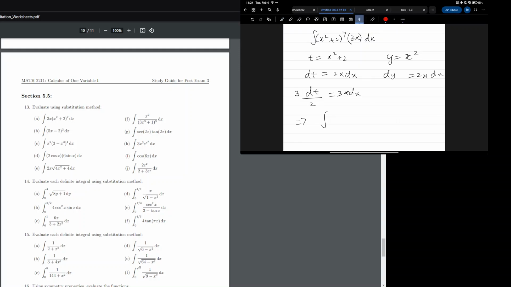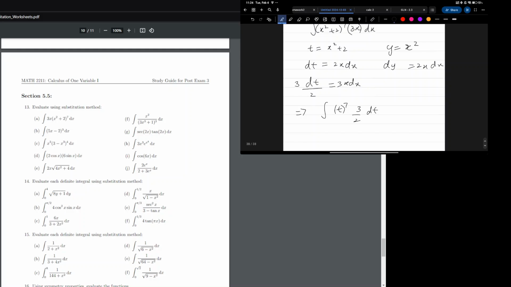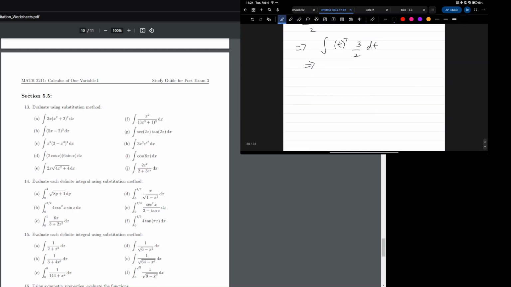So the x squared plus 2 becomes t to the power 7, and 3x dx becomes 3 over 2 dt. So we have achieved that we have made the complicated part simpler, and we have replaced the remaining x variables with the variable that we changed it with, t. My next step would be, whenever you see a constant, just take it outside. It's much easier. You can always take constants outside.